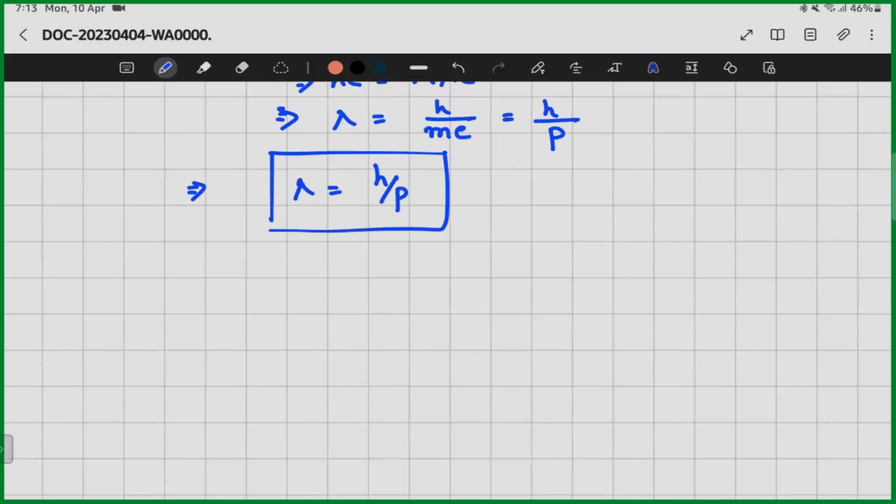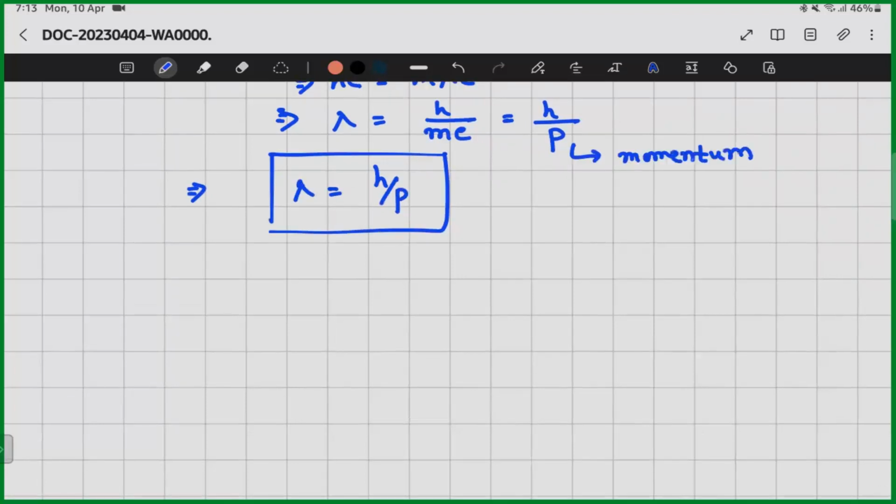Why am I writing p? Because p is the momentum. This m is not the rest mass, as I am saying for light. So it's better to write in terms of momentum p, which is a general representation. We can also write mc, but we have to mention that m is not the rest mass. So λ is equal to h by p.